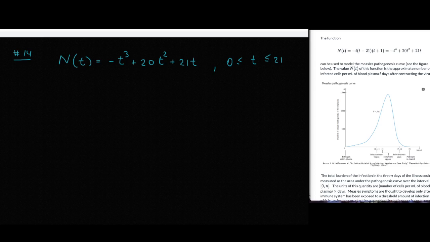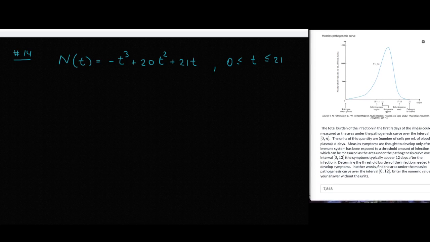And the problem is asking us to calculate the threshold burden of the infection needed to develop symptoms. Now, typically the symptoms for measles appear after 12 days, and so this threshold burden that we need to calculate is the area under the pathogenesis curve over the interval from 0 to 12. Now, of course, we can calculate this area as the definite integral.